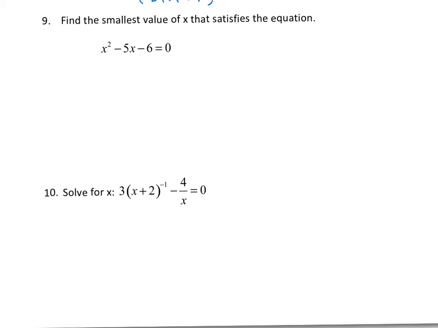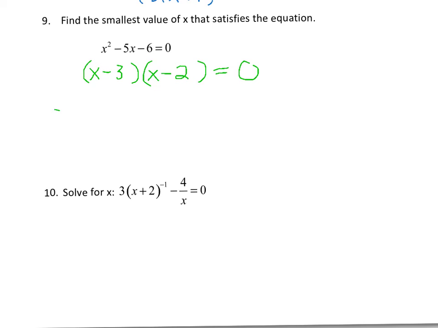All right, for number 9, we need to find the smallest value of x that satisfies the equation. So it's basically asking you to solve, but just take the smallest value. So if we factor it, we are going to get an x, that doesn't work, x minus 3, x minus 2, because that would give us a positive 6. So it looks like what we need to do is use the quadratic formula in order to solve this equation.